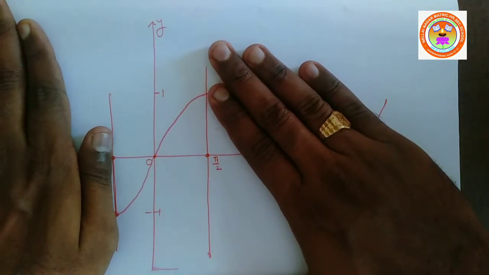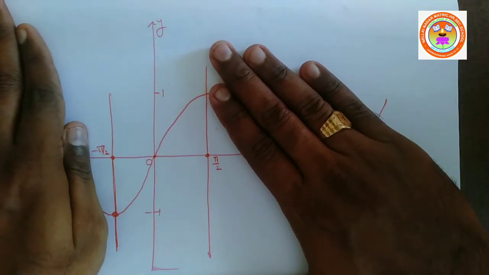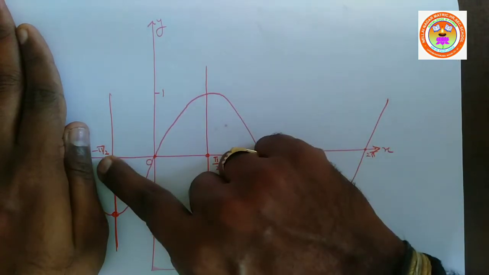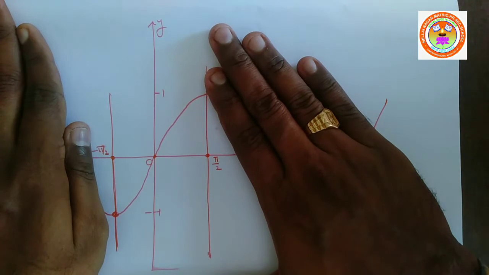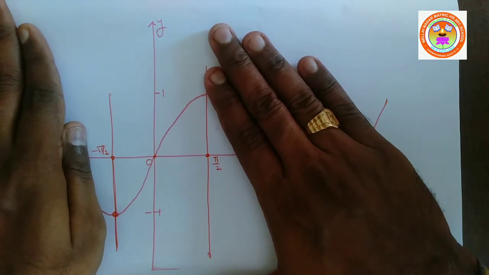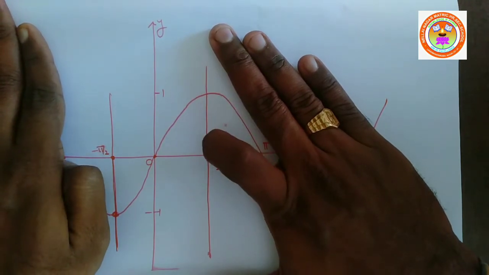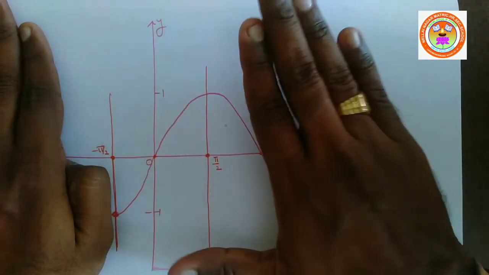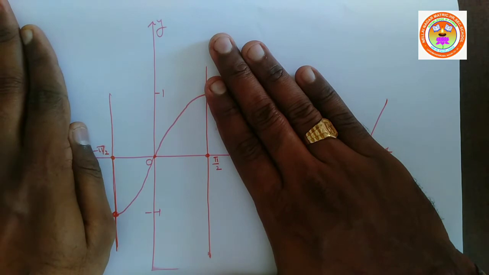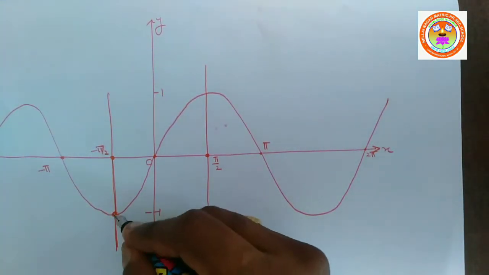How is the diagram from minus pi by 2 to pi by 2? I am taking the diagram from minus pi by 2 to plus pi by 2. See in the x-axis, what is that? Minus pi by 2, pi by 2. It ranges from minus 1 to plus 1. No problem. So I am taking the diagram up to this, from here to here.